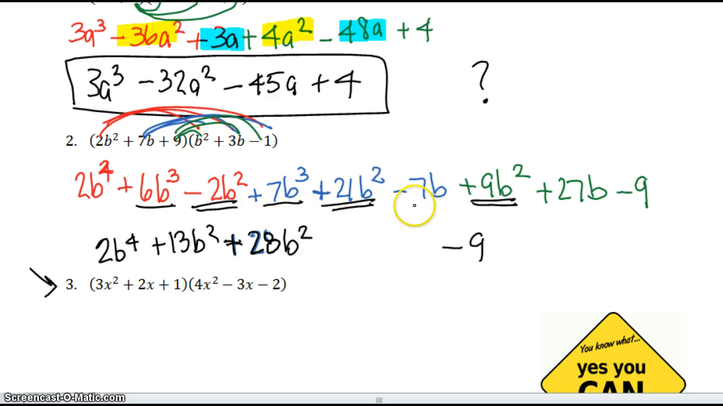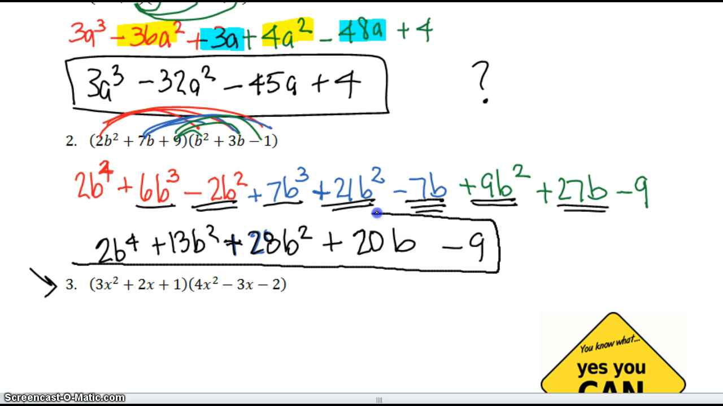So now I'm underlining, so I'm ready for 3 underlines. I have a negative 7b and a positive 27b. When you combine those, it leaves you with a positive 20b, and there's my minus 9, and that is my final answer, and that is why it said it's going to be the distributive property on steroids.